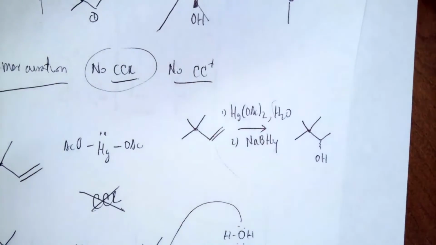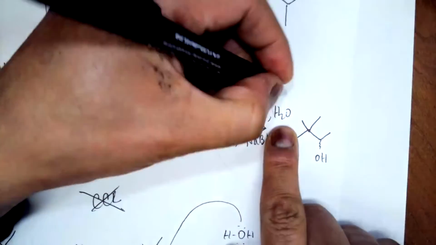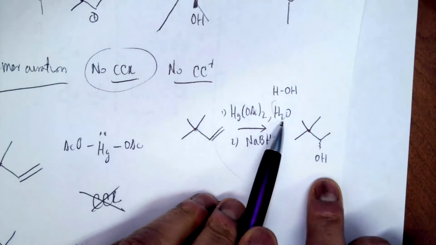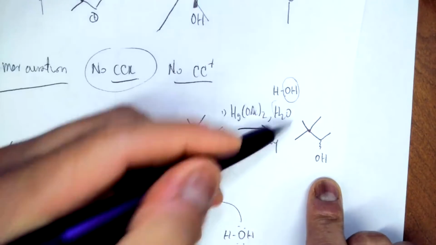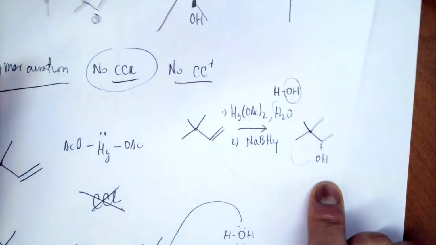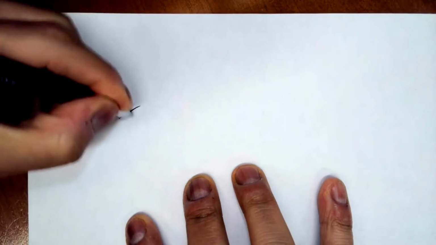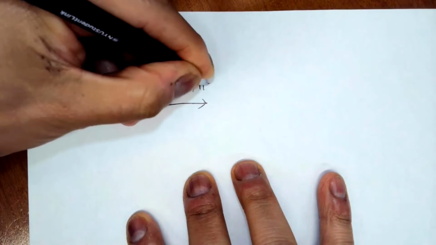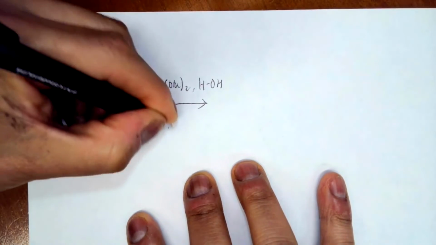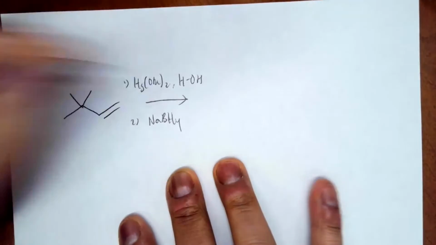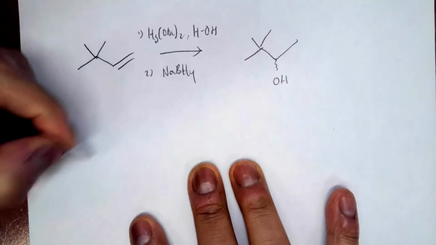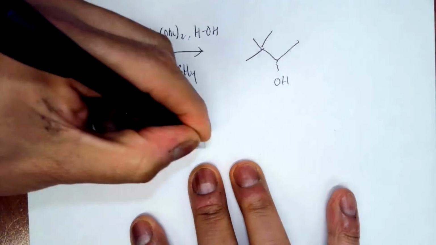Something that I want to tell you is that the hydration, this reaction with mercury, uses water. So this one is your nucleophile. This one gets added here. What happens if I use something similar? Okay, so I use mercury acetate, water, sodium borohydride. That's the reaction. What if I use a different nucleophile?